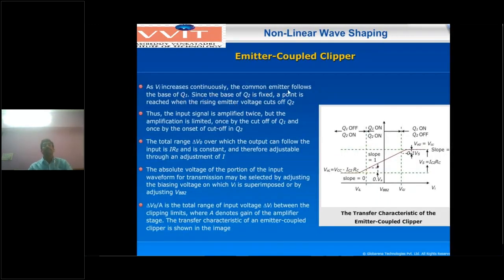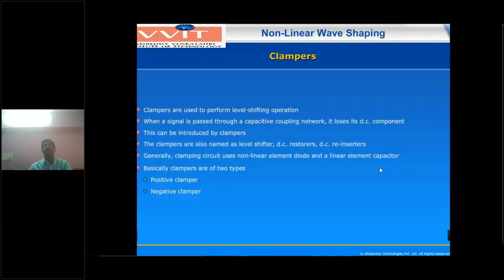And next, as Vi increases further, the base of Q2 being fixed, Q2 goes to the cutoff condition. Once Q2 goes to cutoff, Q1 is on, and the output voltage of the Q2 transistor is V0 equals VCC. Now, in between, Q1 and Q2 are in the active region, with slope equal to 1. Now the input is transferred between two reference voltages. That is the two-level clipping circuit.